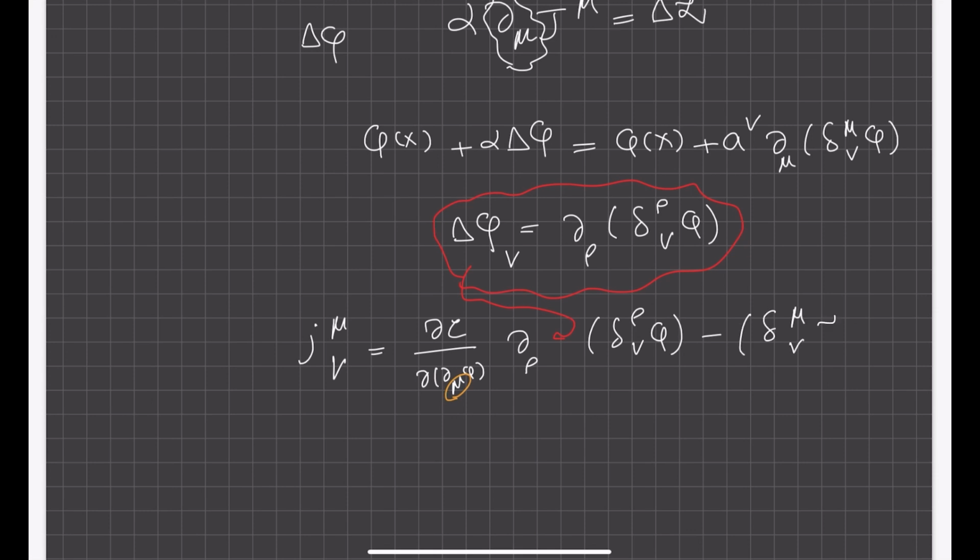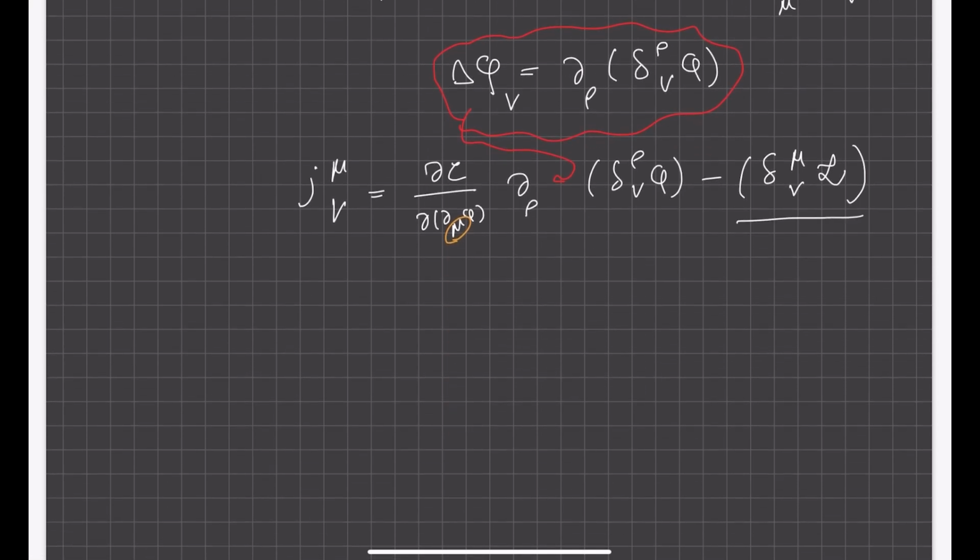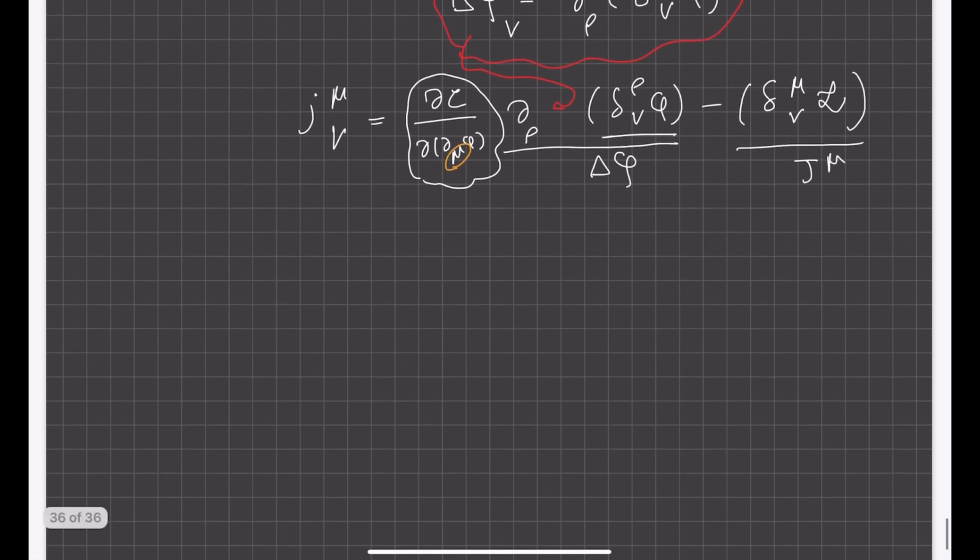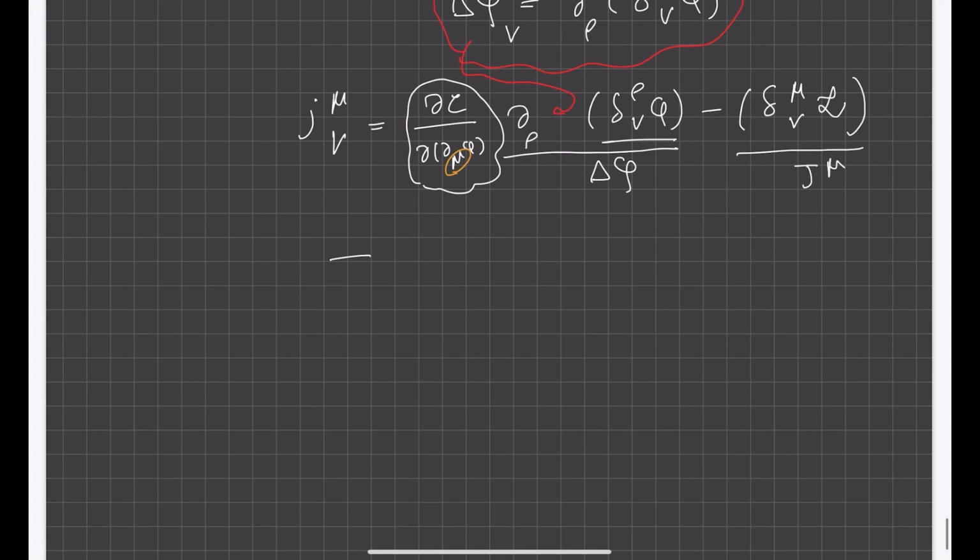So I just replace it with the rho-th derivative of some delta rho nu of phi, then minus the expression we found for the Lagrangian. So this is the expression we found for Lagrangian. This is the expression we found for delta phi. This is also J mu. And this is the first term that is carried out by Lagrangian. So the final definition of the energy momentum tensor is equal to something like this.